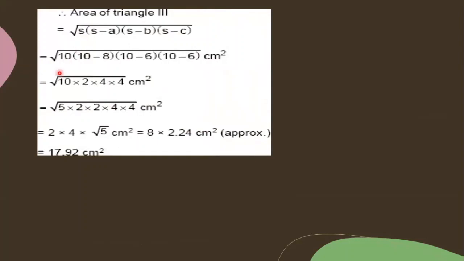So semi-perimeter is 10. 10 into 10 minus 8, 10 into 10 minus 6, 10 minus 6. So this is 10, 10 minus 8 is equal to 2, 10 minus 6 is equal to 4, 10 minus 6 is equal to 4. 10 I can write as a product of prime numbers, that is 5 into 2, and this 2 is the same thing here. And 4 into 4, 4 squared. Here 2 is having a pair and 4 is having a pair. I can take out those two. I'm getting 2 into 4, which is 8, root 5. Only one 5 is there, it doesn't have any pair. So root 5.